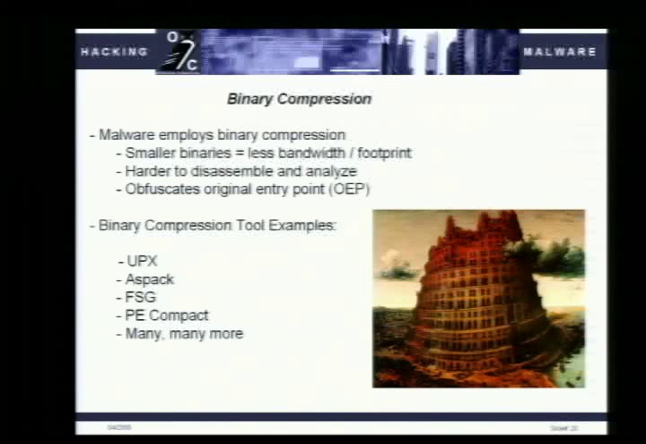Okay, so a couple of the other things besides VMware detection that malware does is binary compression. You know, there's a lot of reasons for doing this. Smaller binaries take less bandwidth. This is really important in worms so that they can propagate really quickly. It leaves a smaller footprint on your system. It makes it harder to disassemble and analyze, to figure out what's going on. There's tons of packers out there off the shelf that you can get. Lots of people write custom packers for their malware.